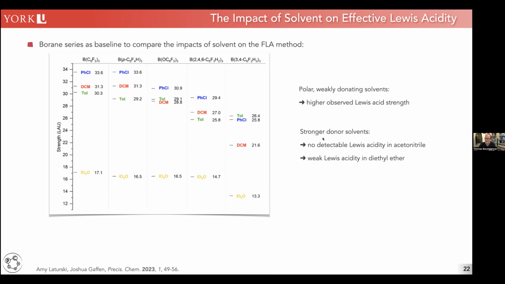But if you have strong donor solvents, we could completely shut down the Lewis acidity with acetonitrile, and that's why it's not in here. We could not measure that. Or we can have diethyl ether that weakens the Lewis acidity overall. So there are two effects going in two directions, but we were able to measure that as well.